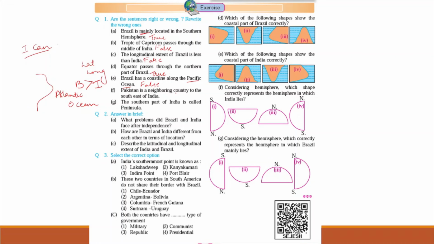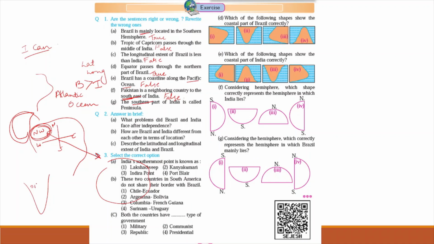Now, Pakistan is a neighboring country to the southeast of India. Okay, so if this is the top part of India, this will be northwest because this is north, this is west, this is south and east. Southeast meaning down here somewhere, which is not possible. Pakistan is here towards the northwest, not the southeast. So this will be false. And then we have the southern part of India is known as the peninsula. So this part down, the Deccan Plateau that we have, is known as your peninsula region.